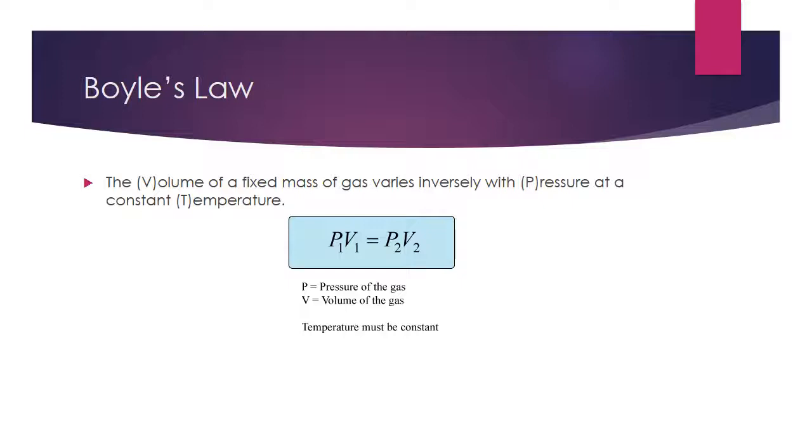Boyle's law states that the volume of a fixed mass of gas varies inversely with pressure at a constant temperature. So the equation is P1 times V1 equals P2 times V2, P equaling the pressure of the gas and V equaling the volume of the gas. The temperature must be constant.